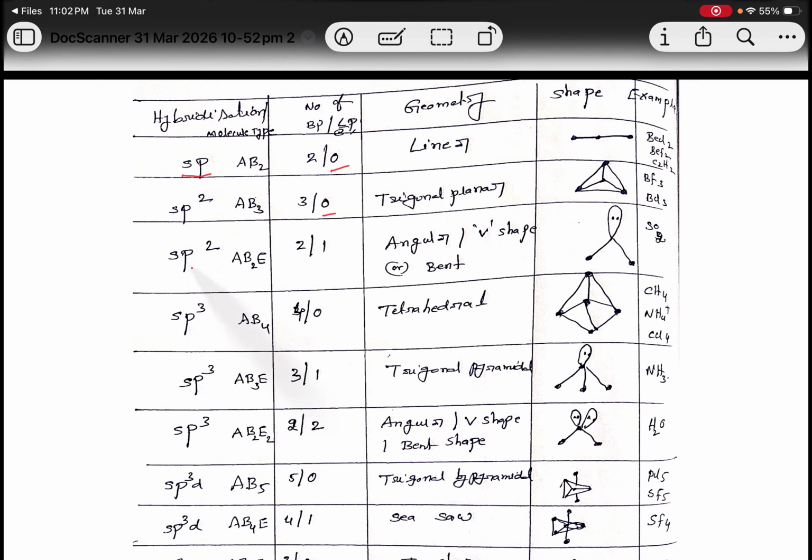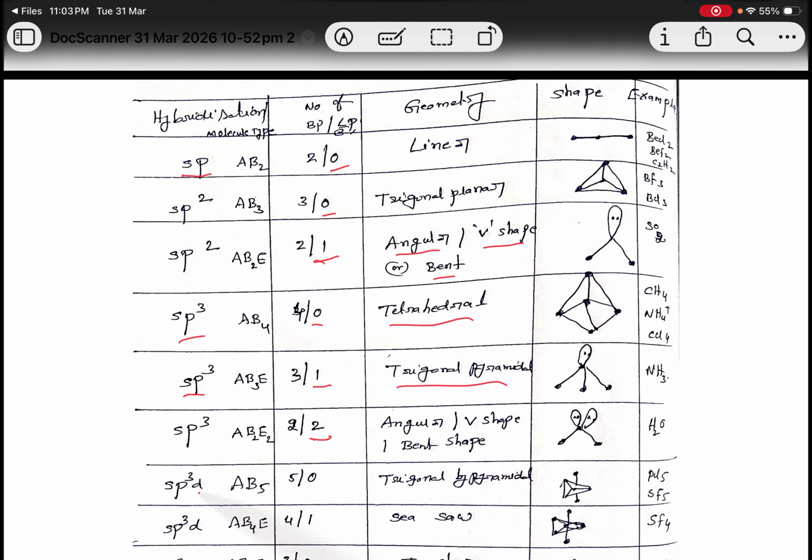If the molecule undergoes sp2 hybridization with one lone pair, the shape of the molecule is angular or V-shape or bent structure. If the molecule undergoes sp3 hybridization without lone pairs, the shape is tetrahedral. With one lone pair, the shape is trigonal pyramidal, simply known as pyramidal shape. With two lone pairs, the shape is angular or V-shape or bent shape.